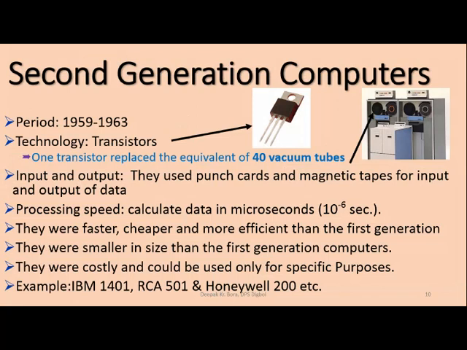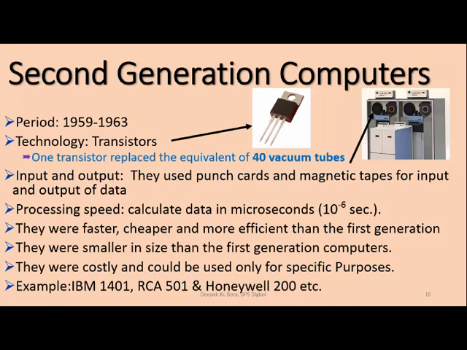Second generation computer. With the advancement of technology, that is, as the transistors have been invented, the second generation computer evolved. Period is from 1959 to 1963. Main technology used was transistors. One transistor replaces the equivalent of 40 vacuum tubes. Because of this, the size of the second generation computer was less than the size of the first generation computer.